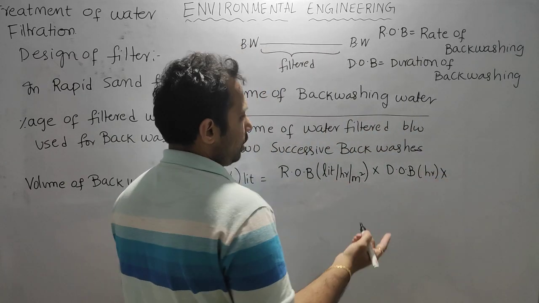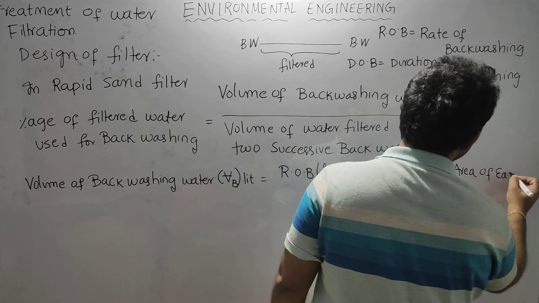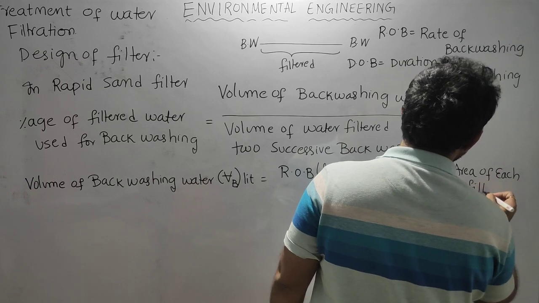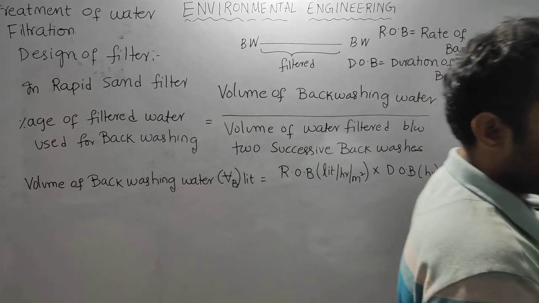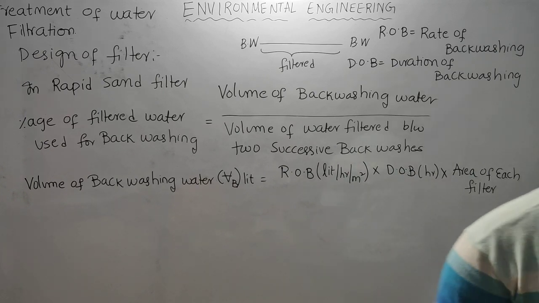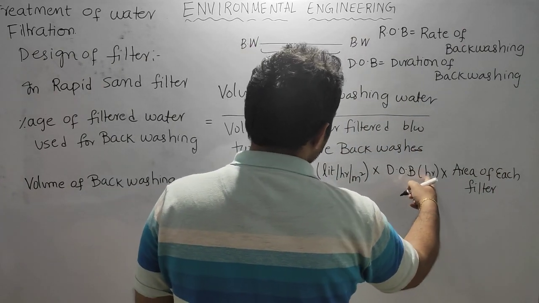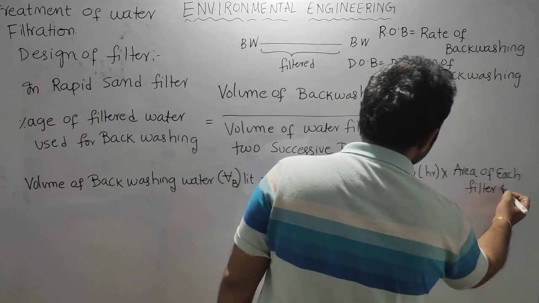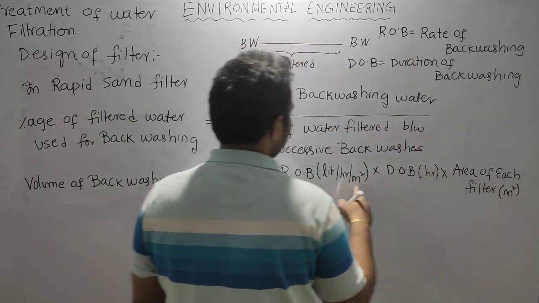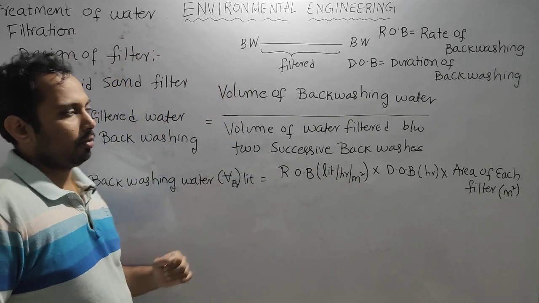into the area of each filter, because we do backwashing for each filter. We don't backwash all the filters at a time. That is why we are taking the area of each filter. Now we are getting the volume. Liter per hour per meter square into hour, hour gets cancelled. Area of each filter in meter square, meter square is cancelled. So we are getting the volume of the backwashing water, VB, in liter.